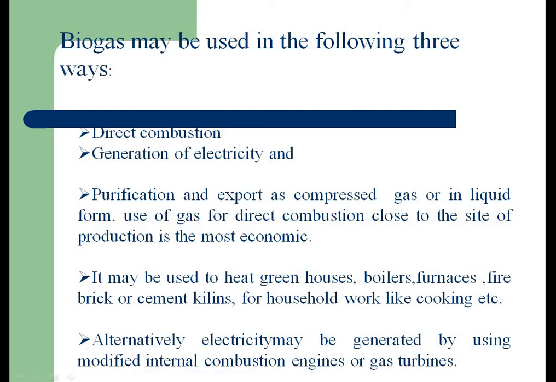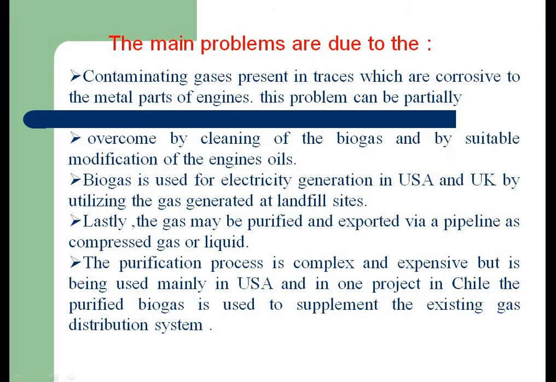Alternatively, electricity may be generated by using modified internal combustion engines or gas turbines. The main problems are due to the contaminating gases present in traces which are corrosive to the metal parts of engines. This problem can be partially overcome by cleaning the biogas and by suitable modification of the engine oils. It is used for electricity generation in USA and UK by utilizing the gas generated at landfill sites.